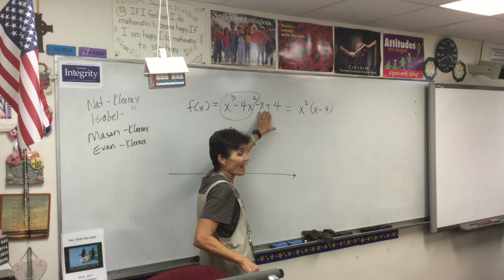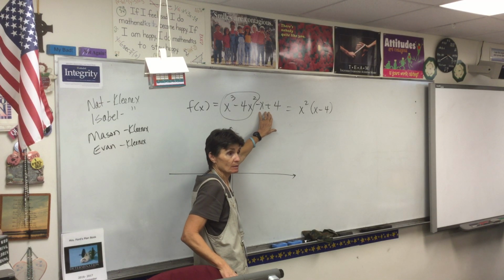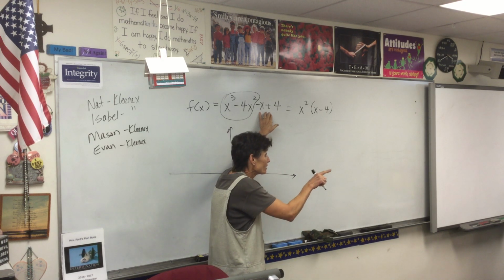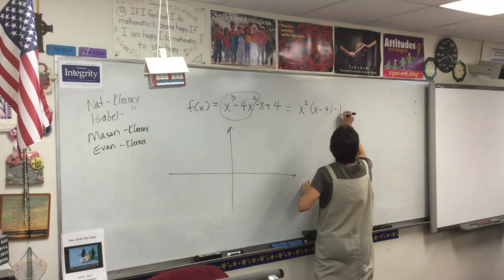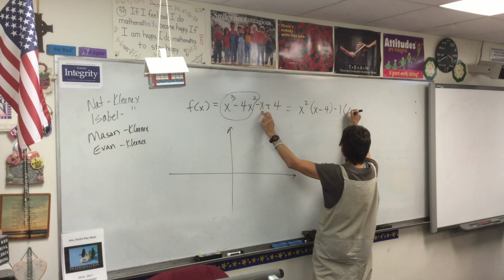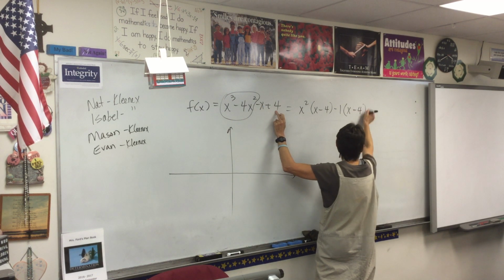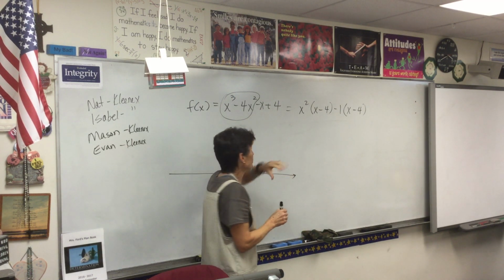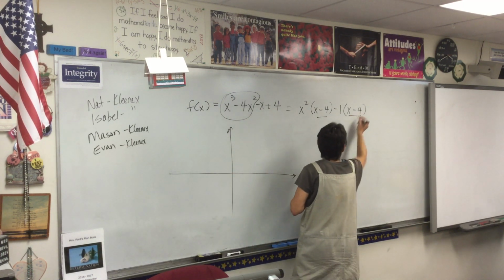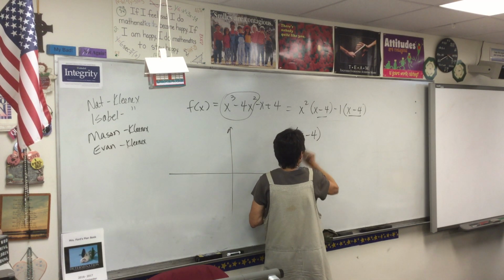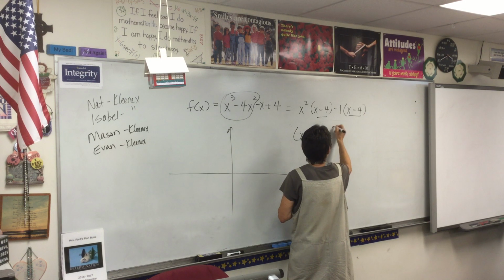Now, what about the last two terms? Well, take out a what? A negative 1. And if I took out a negative 1, it would leave me with a positive x and a negative 4. Which is really good news because these two match. So I'm going to write down my match, and then I'm going to write down everything else.